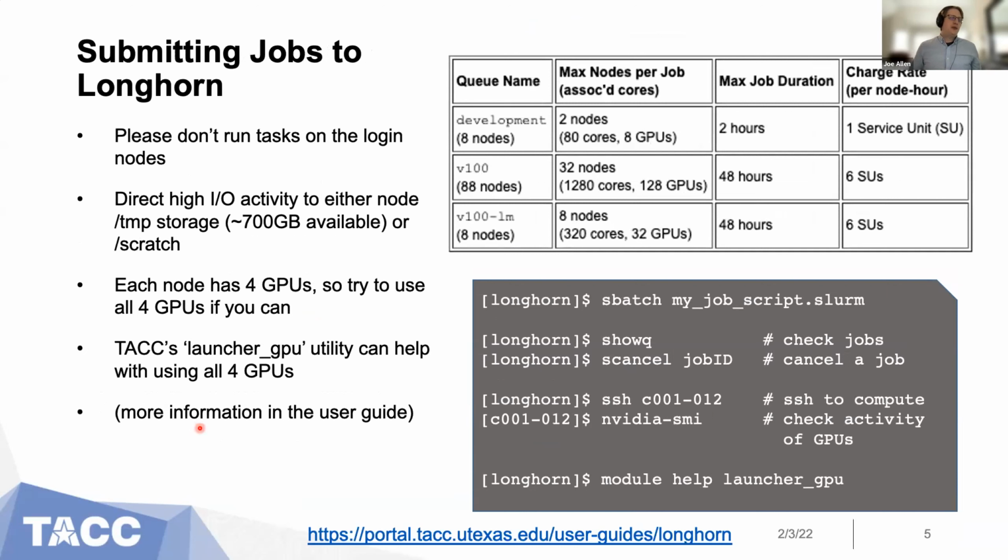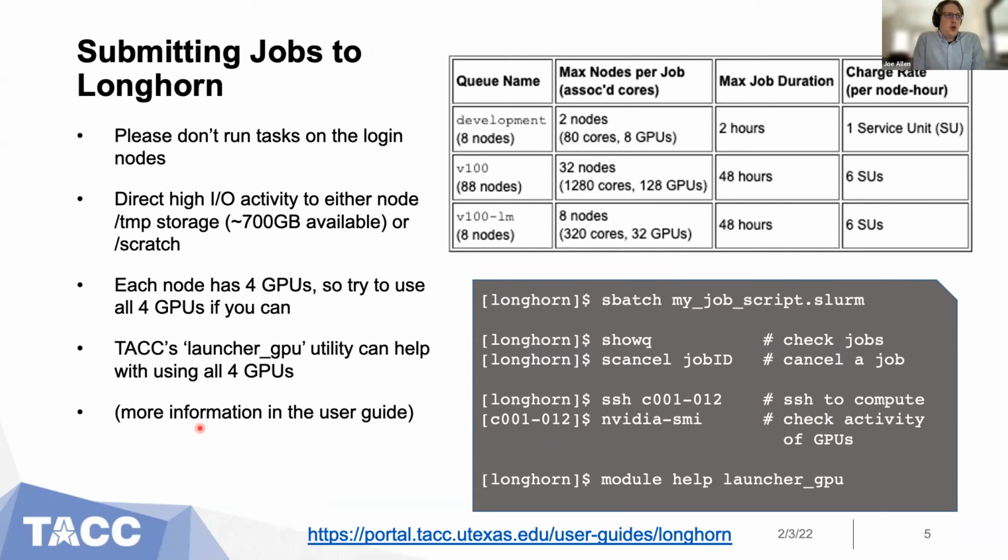When you're running jobs on Longhorn, we have 3 different queues. We have a very small development queue with 8 nodes, your standard 2-hour max job length. You can submit a job, do it interactively, try and get your code working. We also have this V100 queue.